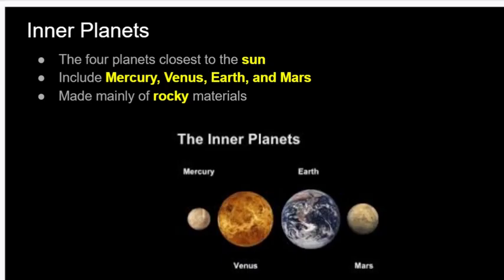So let's talk more about these inner planets, Mercury, Venus, Earth, Mars. They're the closest to the sun. They are made mostly of rocky materials. Obviously, the Earth, we've talked about the structure of the Earth. We have our crust, our mantle, outer core, and inner core. We're made of rocky materials, and inside of our Earth is molten rock in the form of the mantle and the outer and inner core.